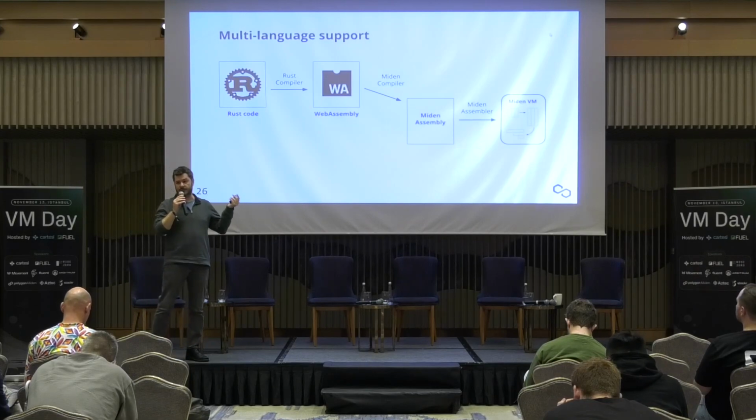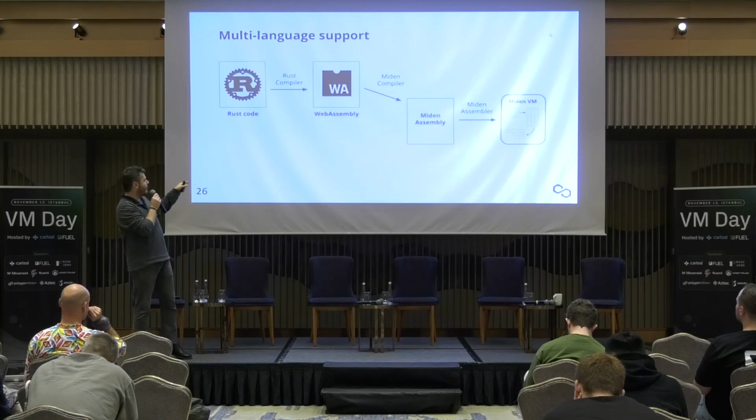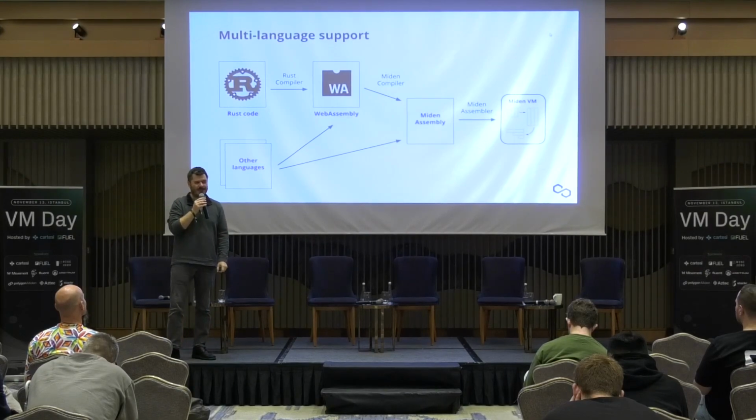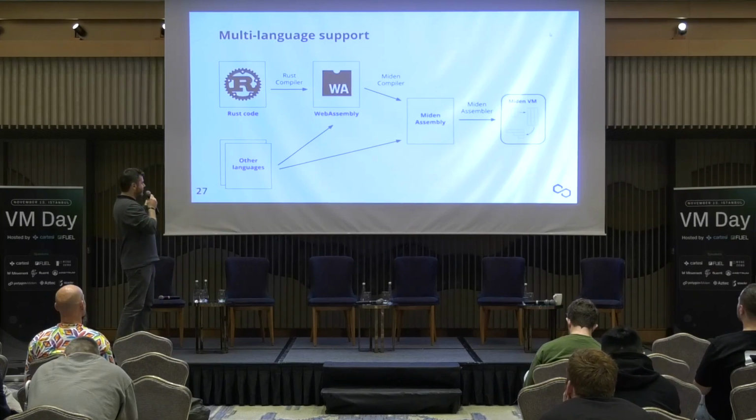So we want people to be able to write Rust, compile it to WebAssembly, and then WebAssembly gets compiled to Maiden assembly, and that gets executed on the VM. We already have a compiler working from WebAssembly to Maiden assembly. We're still working on the Rust part. But we want to make it more general. There are actually other languages that we could plug in. I'm a big fan of Sway language, for example, and I would love it to also run on Maiden VM at some point. If you can compile to WebAssembly in a specified format, you will be able to execute it on Maiden VM.